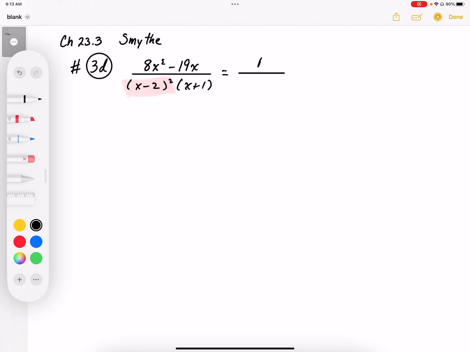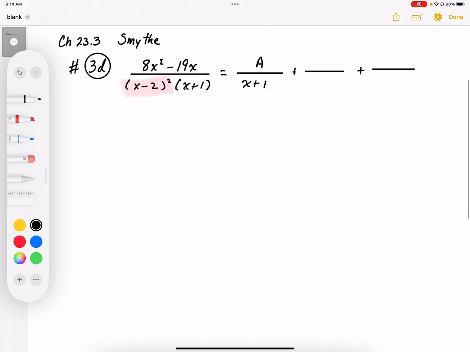So I need to first account for my type 1. I'm going to do my x plus 1 first. Now, you don't have to do that first, but this is how I'm going to separate it out. And then I also have the type 2 part, which has two parts to it: the x minus 2 as a single factor, and then the x minus 2 as a squared factor. And then I'm going to have my coefficients b and c on there.